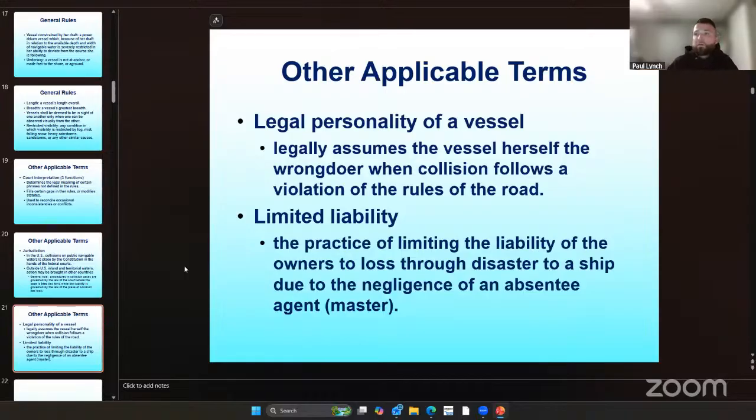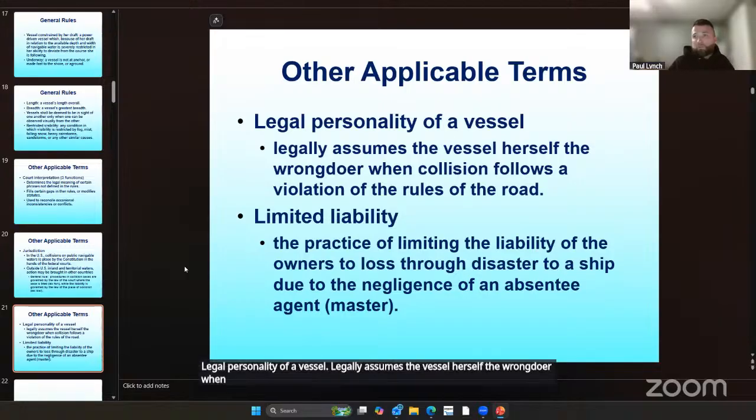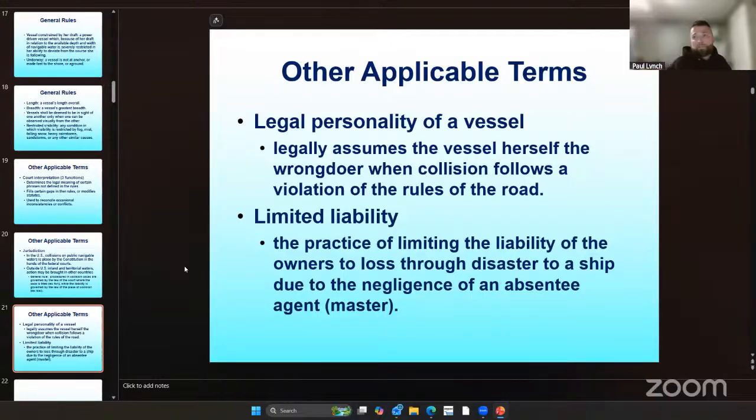Legal personality of a vessel: the law assumes the vessel herself to be the wrongdoer when a collision follows a violation of the rules of the road. Limited liability is the practice of limiting the liability of owners for loss or disaster to a ship due to negligence of the absentee agent or master.